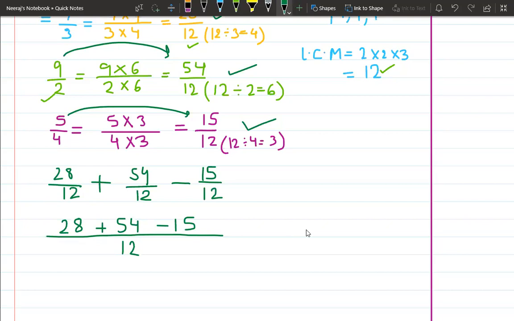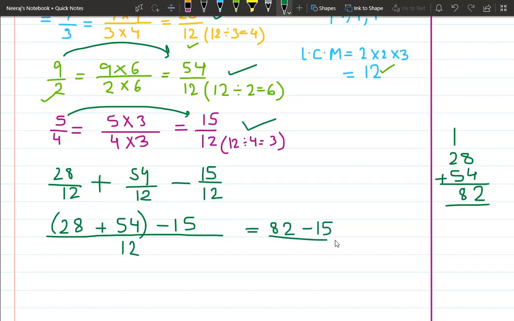Whenever you get two operators and you are working with two operators, you have to add first before subtracting, right? So we have to add these two numbers. To add these two numbers, you write 28 plus 54. This will give you 8 plus 4 is 12. 1 will go to the next column. This will give you 2 plus 1 is 3. 3 plus 5 is 8. This will give you 82. So firstly, we have solved the addition. This will give you 82 and now you have to subtract 15. Okay. And then you have to write the denominator.